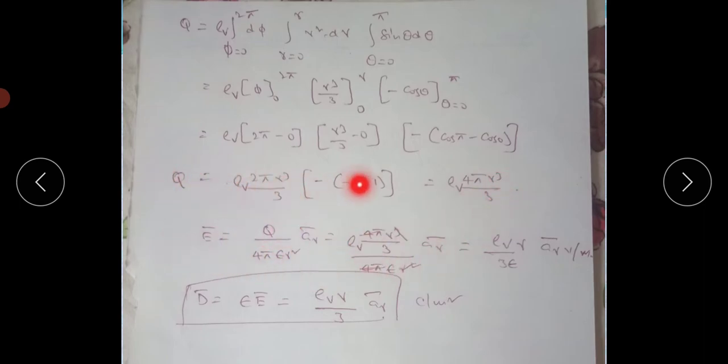Next, substitute this charge in the electric field intensity expression. E bar equals Q by 4 pi epsilon r square into a r bar. It equals rho v into 4 pi r cube by 3, over 4 pi epsilon r square, into a r bar. So finally E bar equals rho v r by 3 epsilon, a r bar volts per meter. Next, D bar equals epsilon into E bar, the relation between D bar and E bar, so multiply this expression by epsilon. The final equation is D bar equals rho v r by 3 a r bar coulombs per meter square. This is the electric field intensity final expression, and this is the electric flux density final expression.